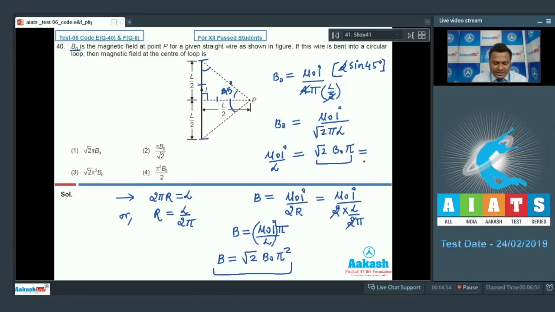So this is our final expression, and after observing the options we can say that option number 3 is absolutely correct. So we will go with option number 3. Now let us proceed to the next question.